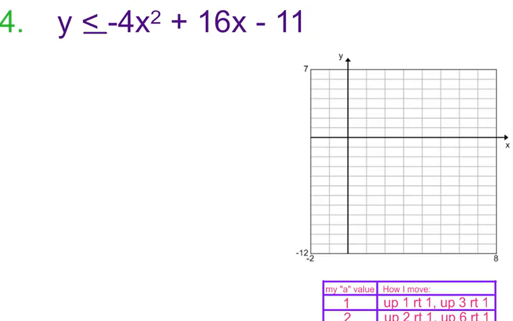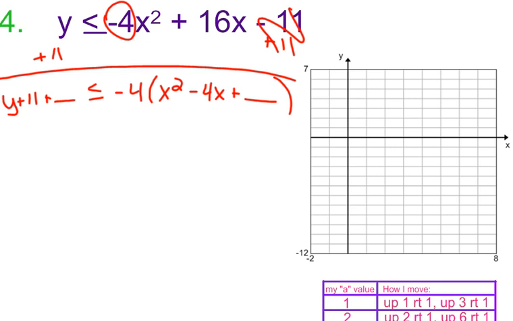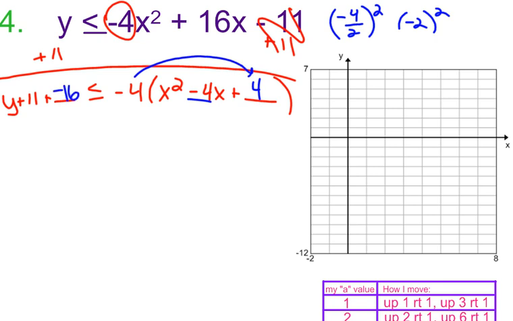Last one. I again move my constant over. So I have y plus 11 plus blank is less than or equal to. Notice I've got this negative 4 here, so I will factor that out. Negative 4 and then times the quantity x squared minus 4x plus blank. It's a minus 4 because it'd be 16 divided by negative 4. In my blank is b over 2 squared, so negative 4 divided by 2 squared, which would be negative 2 squared, which is a 4. Remember though, you got to multiply here, so this is actually going to be a negative 16 here.